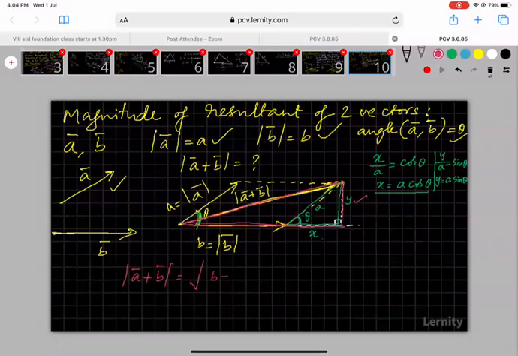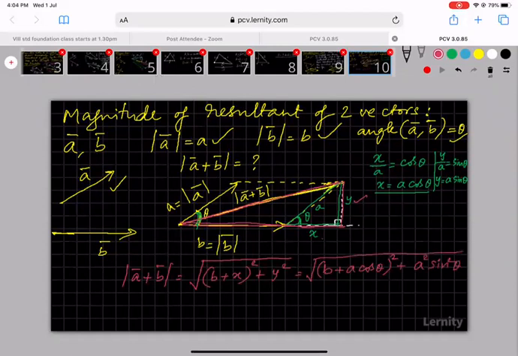So I can write square root of (B plus X) whole squared plus Y squared, which is nothing but the magnitude of the resultant. I know X and Y both in terms of A and theta, so I can substitute that. So I have the root of (B plus A cos theta) whole squared, plus A squared sin squared theta. Y is nothing but A sin theta, so the square of that is A squared sin squared theta. So the magnitude of A bar plus B bar is equal to, what is the expansion of this? B plus A cos theta whole squared. What is the expansion of that?